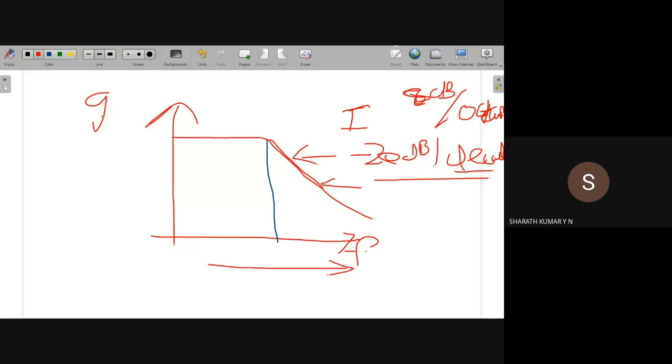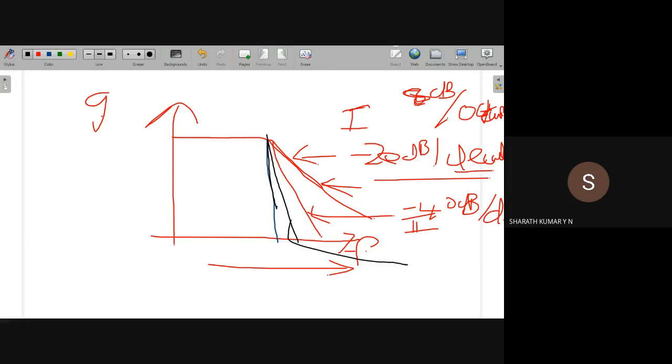If it decreases at a rate of, let's say for example, minus 40 dB per decade, then we call it a second order filter. If it decreases at a rate of, let us say, 60 dB per decade, then it is a third order filter. Likewise, fourth, fifth order are all possible. So the nth order filter is an approximation to the ideal filter.